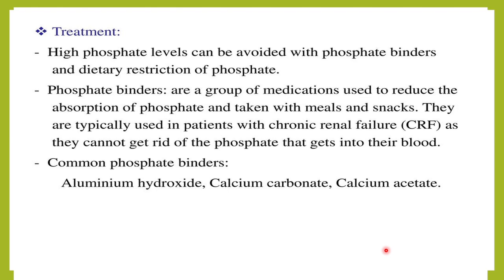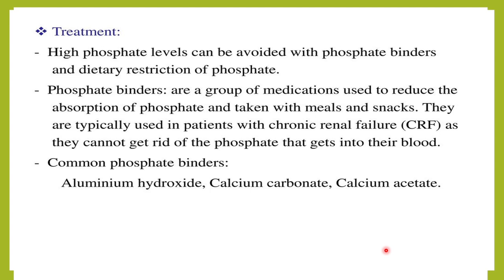So now how do we treat a case of hyperphosphatemia? What happens is we will have to treat the cause. What is causing hyperphosphatemia has to be treated. Suppose the patient is taking increased intake of phosphate, that has to be reduced. So there should be dietary restriction of phosphate. Sometimes phosphate binders are also given.